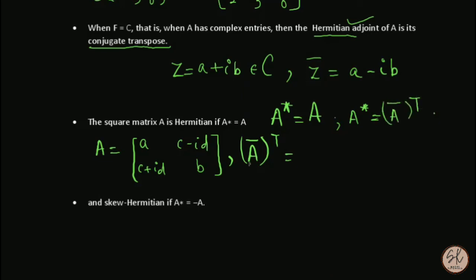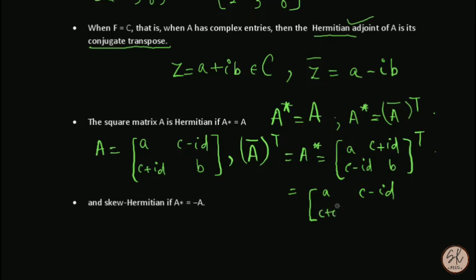So A conjugate transpose, that is A star, is equal to [a, c plus id; c minus id, b]. Its transpose is equal to [a, c minus id; c plus id, b], so this is equal to A. Hence here A star is equal to A. Therefore, this is a Hermitian matrix.